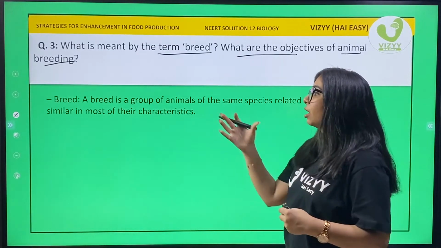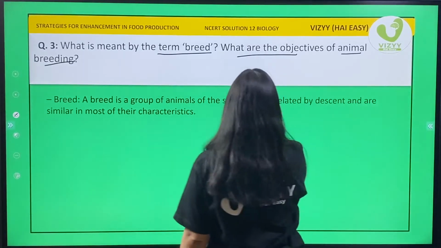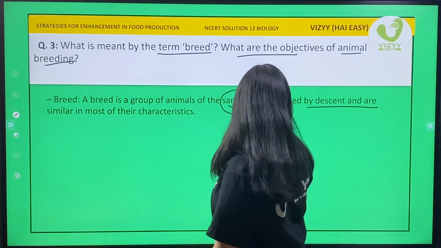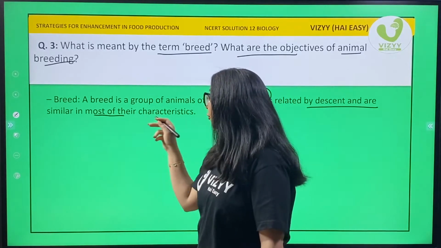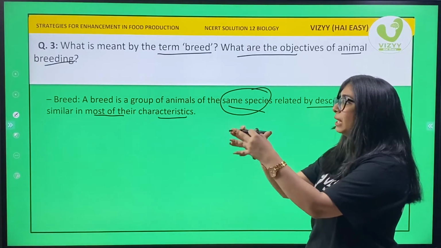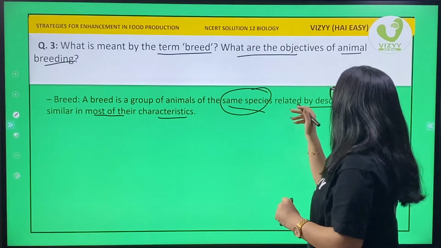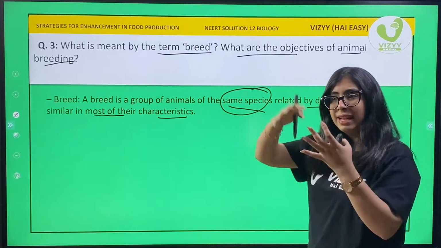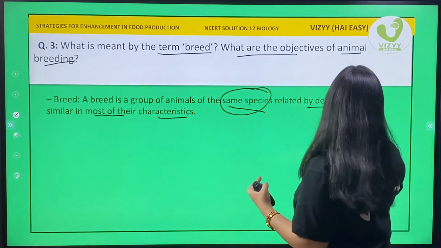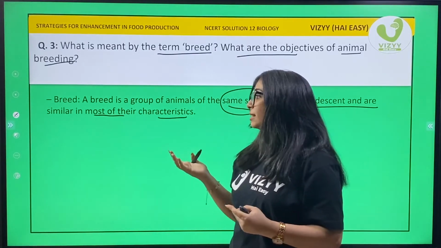So breed means a group of animals of the same species. The words same species over here are important, related by descent and similar in most of their characteristics. Okay, so breed is what, students? Breed is a small group of animals of the same species related by descent. That descent means parents or forefathers, and they have most similar characteristics.